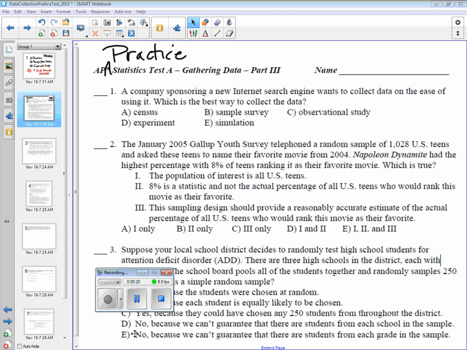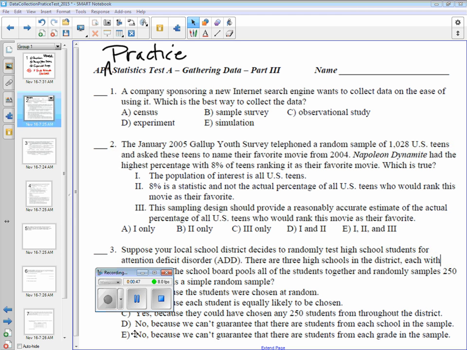But if you look at number 1, I've already told you what the answers were, but let's make sure we understand it. In this particular question, what's the best way to collect the data when we're talking about an internet search engine here? A sample survey would be the best. Why could we not do a census? How could we census everyone in this situation? It wouldn't be possible, would it? Anyone who uses the internet? Like, no, not possible. So we can kind of eliminate some of our answer choices.